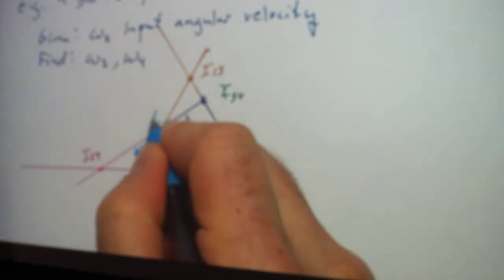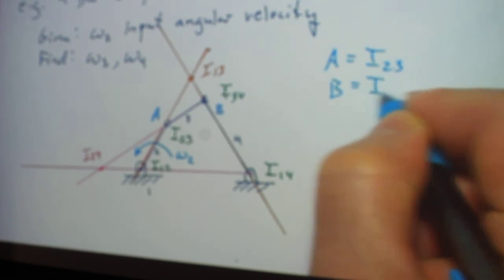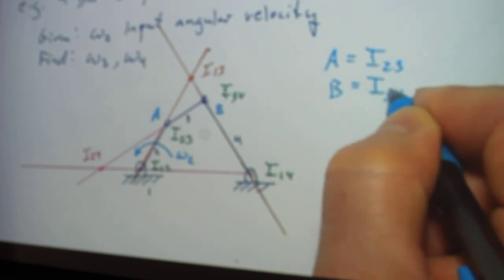And if you're given that omega 2 is going like this, this is what you do. You have a point here, A, and you have a point here, B. So A is where 2, 3 is, and B is where 3, 4 is. All right.